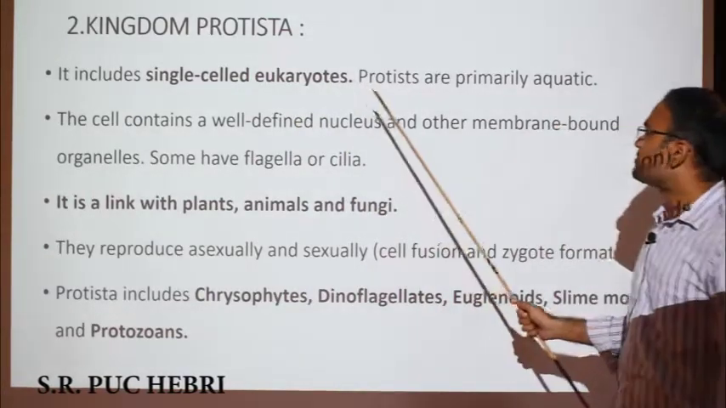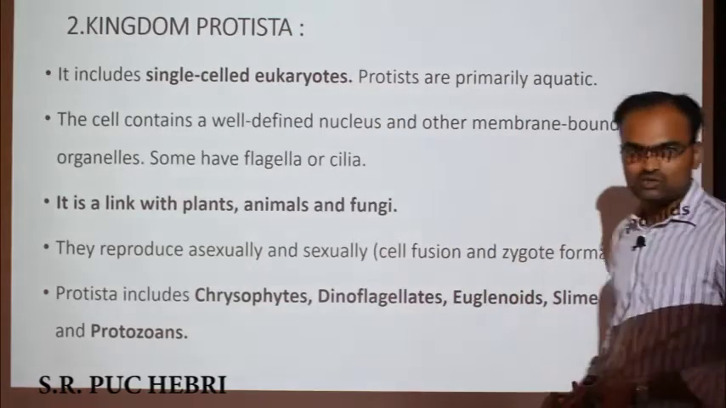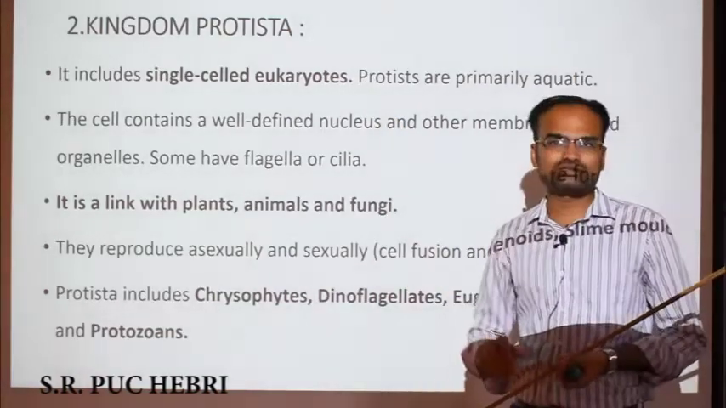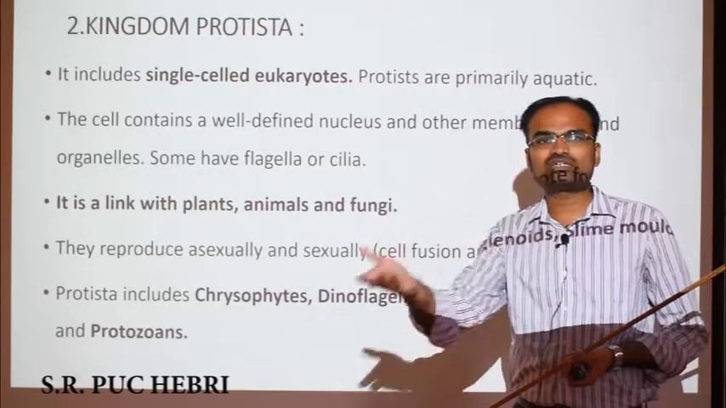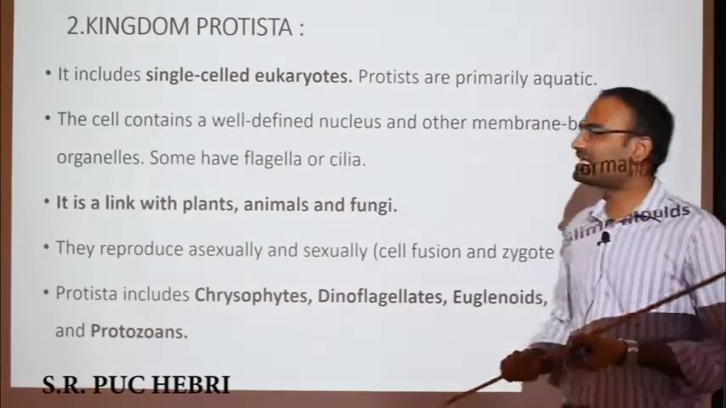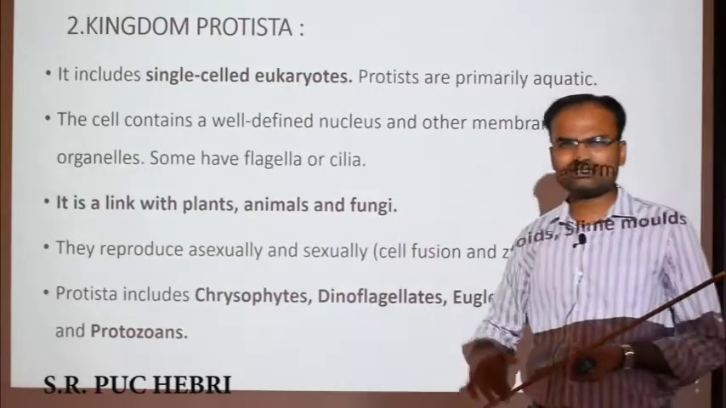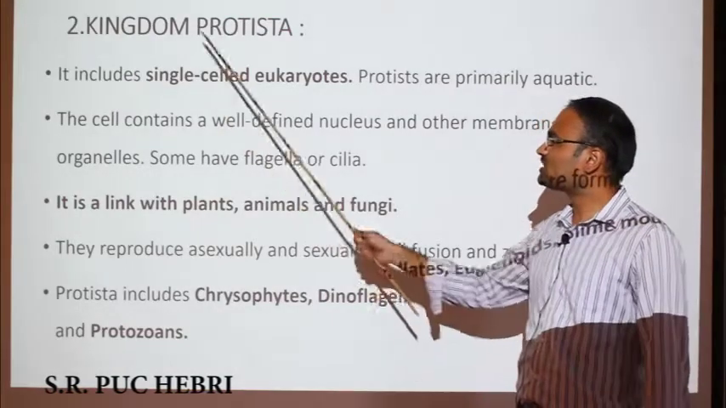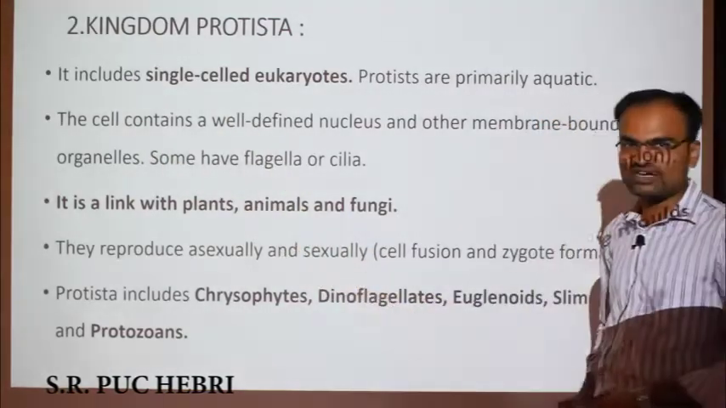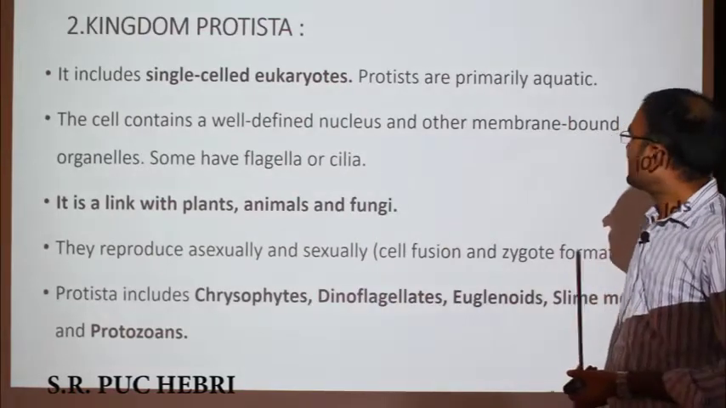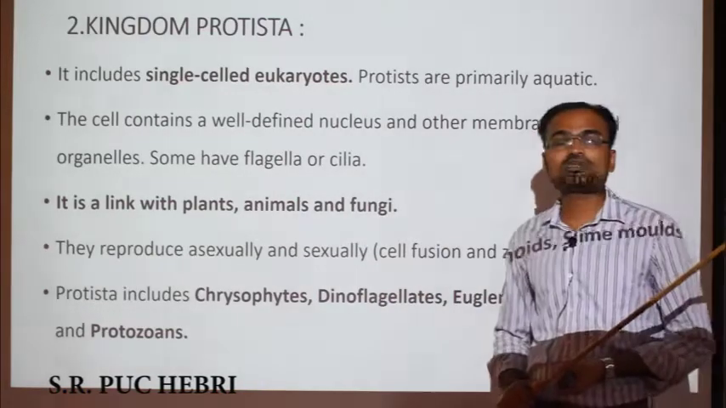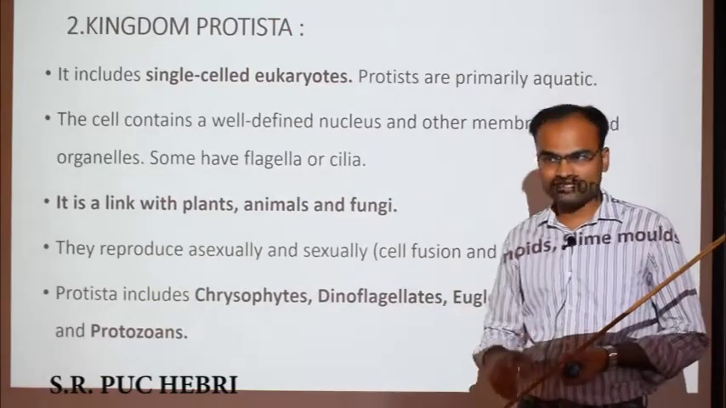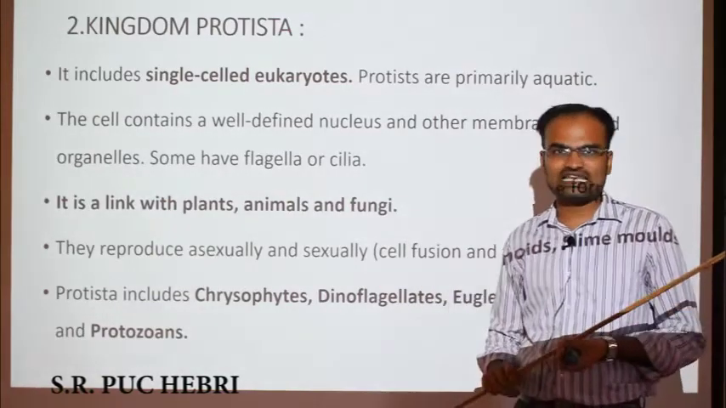So these protists are commonly aquatic. They are commonly present in the water, that may be freshwater form or that may be marine water form. They are commonly aquatic, but a few are terrestrial also. So here the single cell contains a well defined nucleus as it is a eukaryote, and other membrane bound organelles are also present, mitochondria, and if they are photosynthetic, chloroplast, like that.